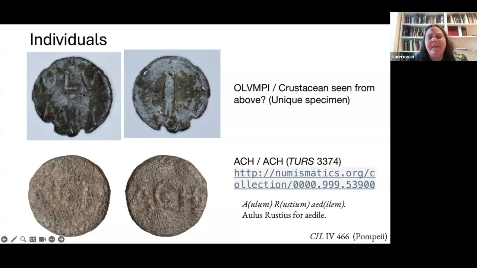And here we have what I am thinking is some sort of squid, but I'm happy to be corrected on that. This is a unique specimen. It's the only one known. And as you can see, it's not in the greatest condition. I think in the catalogue, I safely just said crustacean.